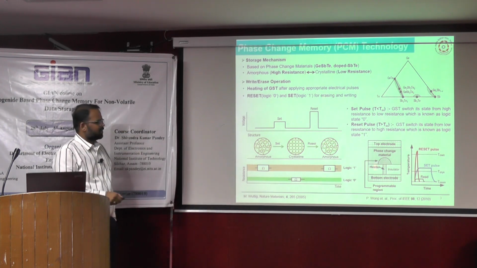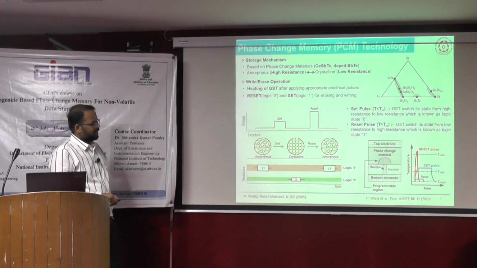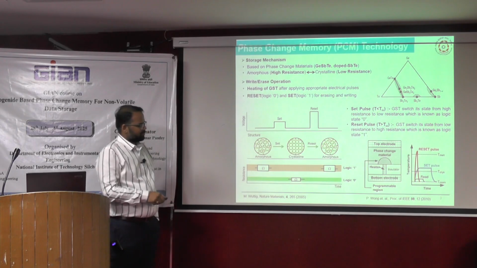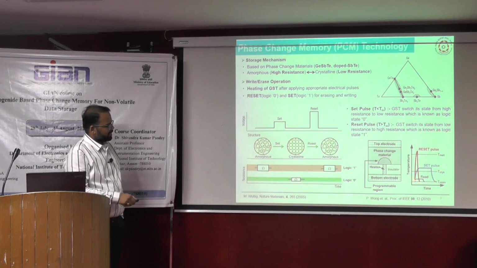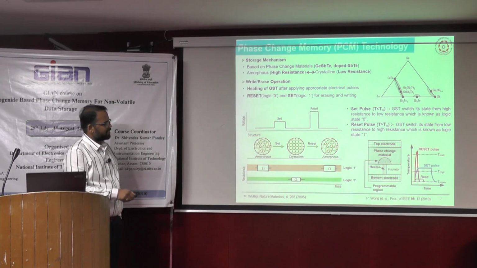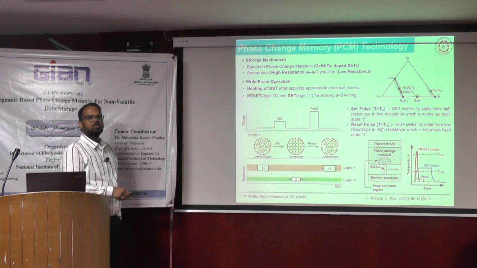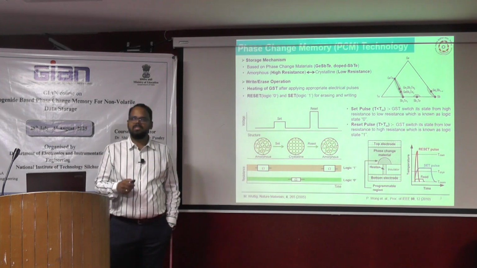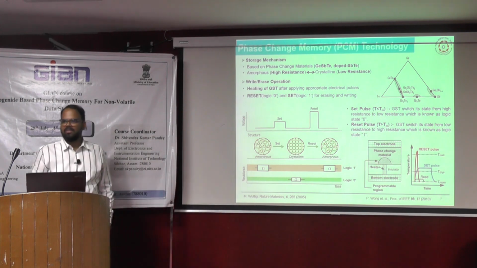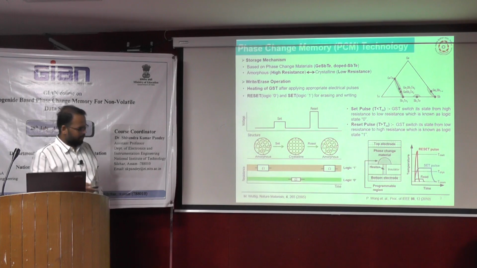So this is the kind of structure, and this is the way the set and reset pulses are identified with respect to temperature. As you can see, for this set pulse, the temperature inside the cell is just higher than the crystallization temperature, not higher than the melting temperature. But in case of the reset pulse, the temperature inside the cell suddenly goes higher than the melting temperature, and then suddenly it is getting down. So that's why we are getting two distinct states. So this is the fundamental of PCM.